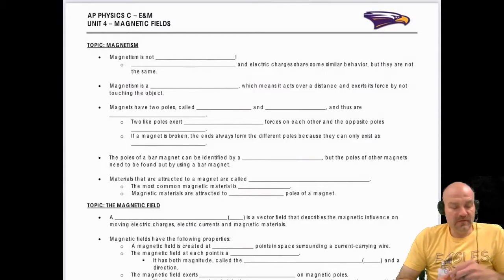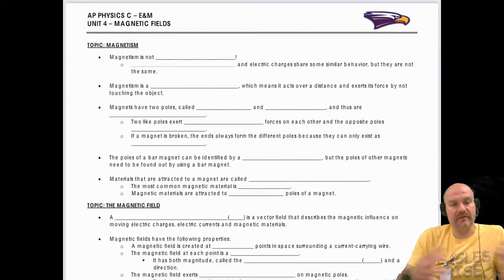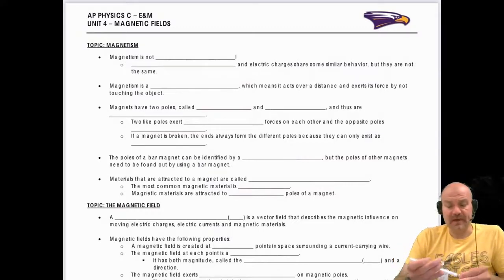Okay, so this is Unit 4 for the AP Physics, Electricity, and Magnetism. And here we're going to focus on magnetic fields and start that conversation moving into Unit 5, talking about electromagnetism. Okay, so in this video, we're just going to look at some of the basics behind magnetism.